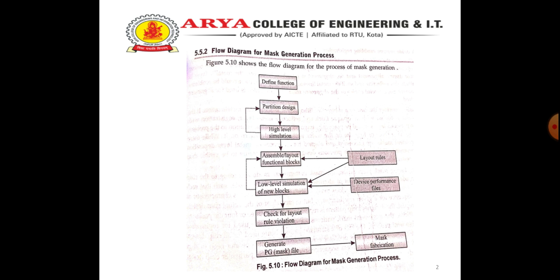Firstly, a reticle containing a mask of a single chip could be made. Then, a step and repeat camera could be used to obtain the mask for the entire wafer.